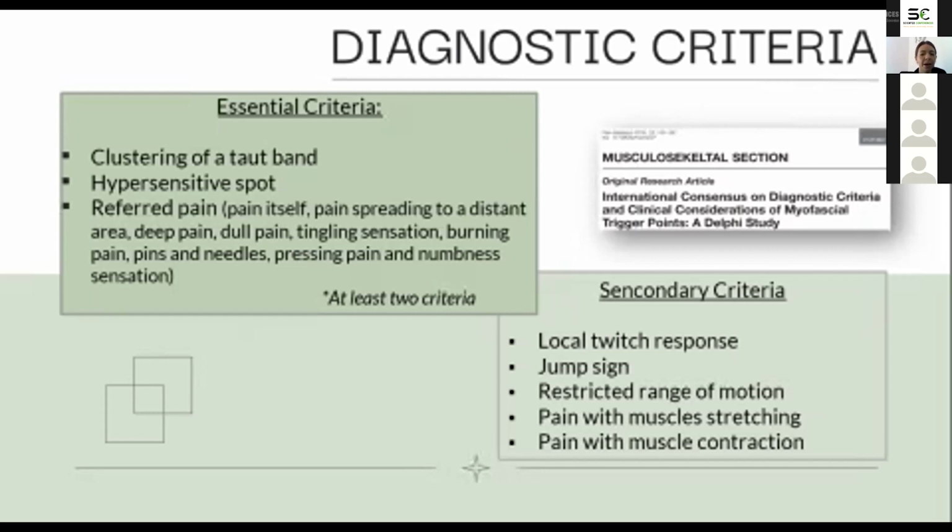Additionally, we have secondary criteria that could also be used, such as local twitch response during the stimuli, jump sign, restricted range of motion, pain with muscle stretching, and pain with muscle contraction.